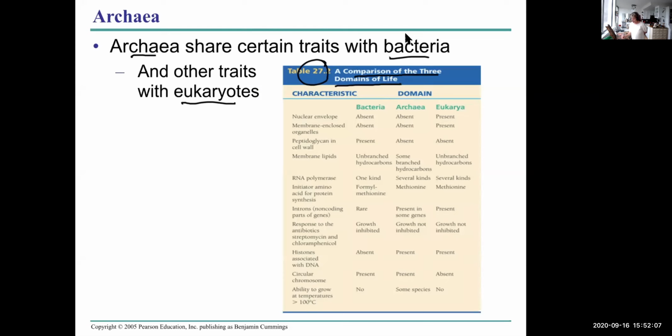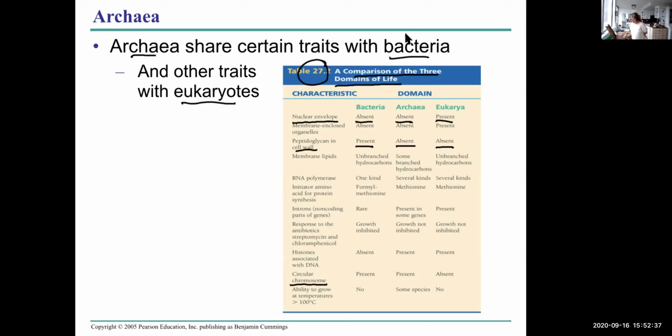For example, I'll just point out a couple. Nuclear envelope: absent in bacteria and archaea. They're prokaryotes, they have no nucleus, and it's present in eukarya. Peptidoglycan in the cell wall is only present in bacteria, not in archaea, and not in eukarya. They're quite interesting.